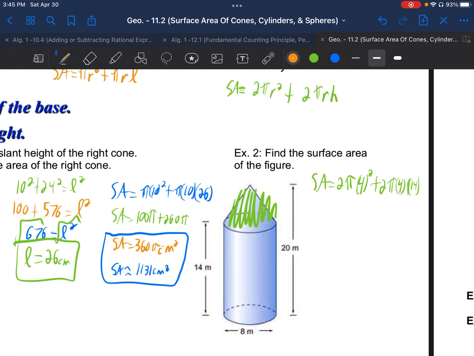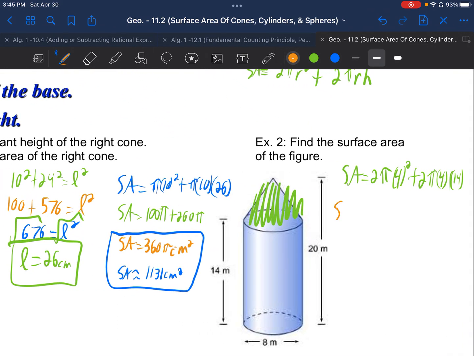So now we just start solving. And if we want an approximate, you can type it all in your calculator. If we want exact, we want to slow down a little bit. So we have 4 squared, which is going to be 2 times pi times 16. Here you can go ahead and take 2 times 4 times 14 if you want, and you'll get 112 pi. If we take 2 times 16, we end up getting 32 pi.